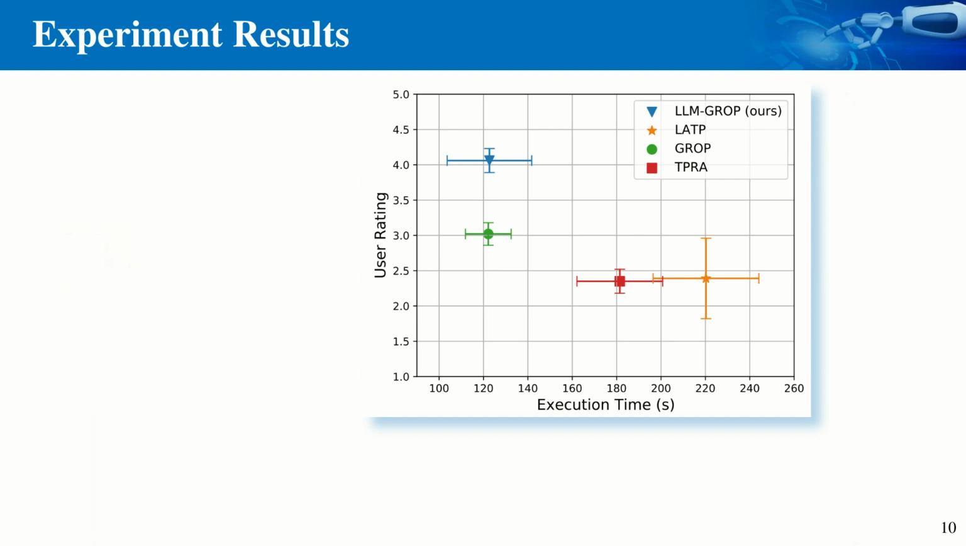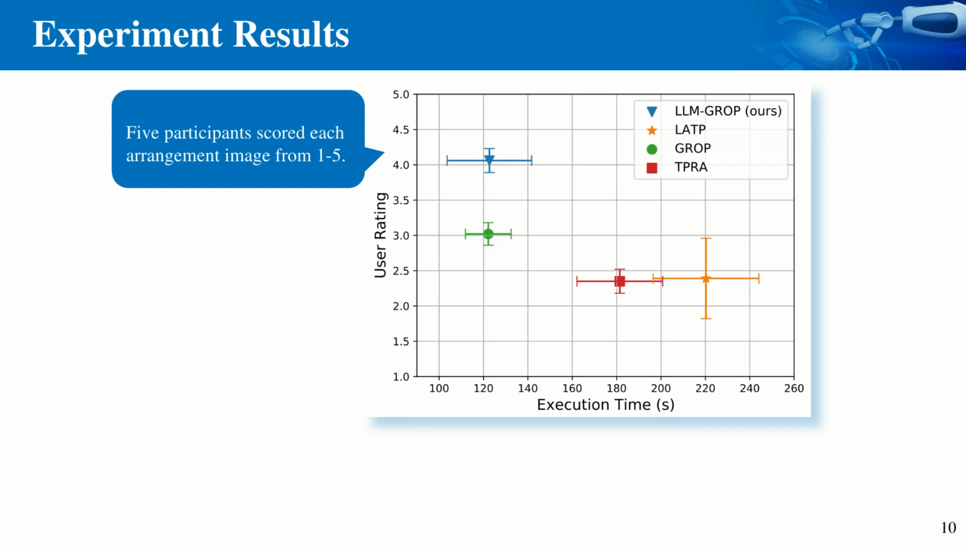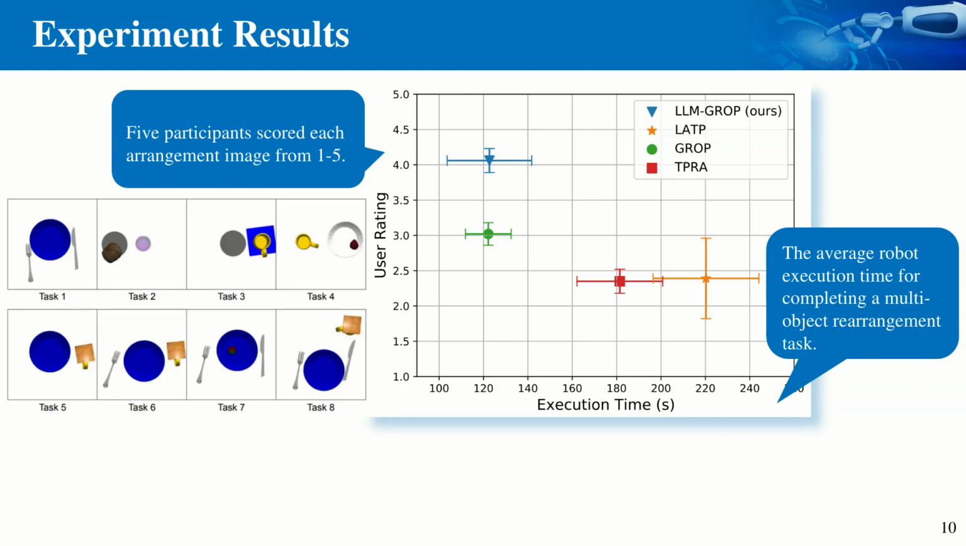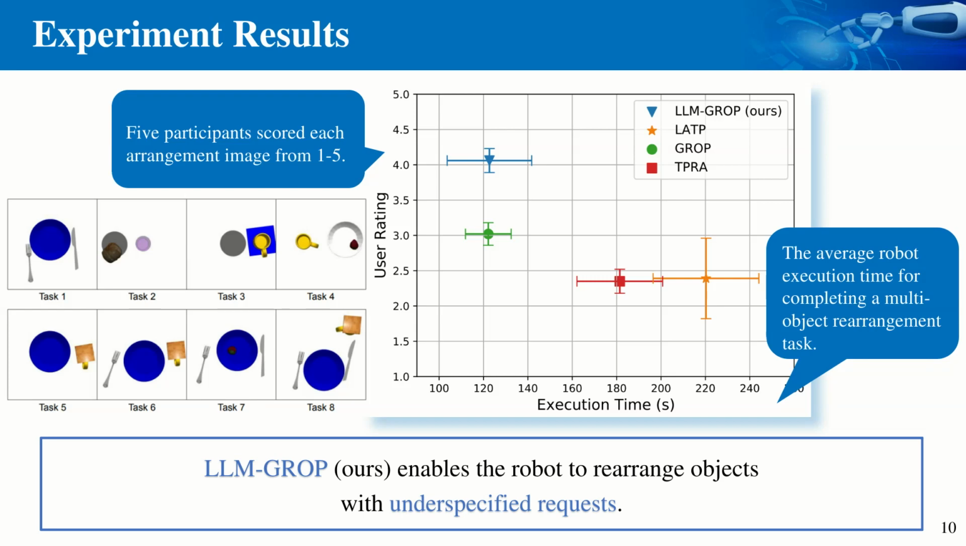Here are the overall experimental results of our method. The y-axis represents the average user rating for the rearranged tasks. We can see that the score of our method is the highest. The x-axis represents the average time for the robot to execute the tasks. It is the most efficient of all methods. Besides this, here are some placement results of our method. In summary, the developed TAMP framework enables the robot to rearrange objects with under-specified requests.